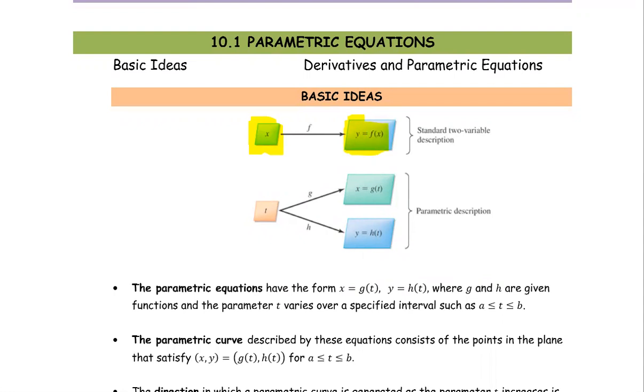This time, we see t. In general, t represents time, so t is the independent variable. x depends on t under the function g of t. y also depends on t under the function h of t. As you see, x and y both depend on the variable t. And now the ordered pair (x, y) can be related to the same parameter t.